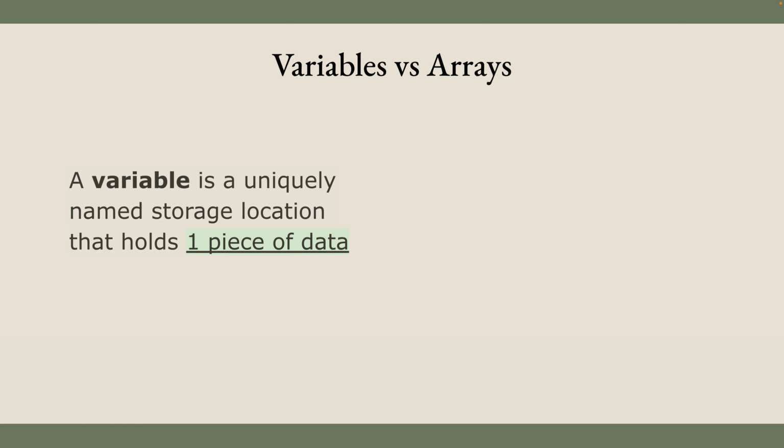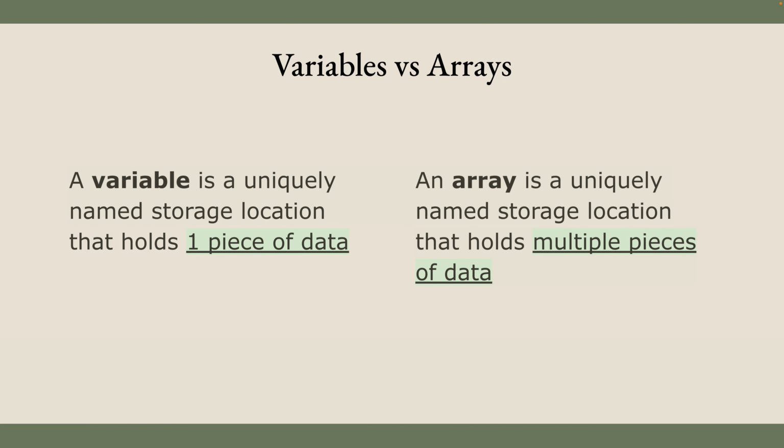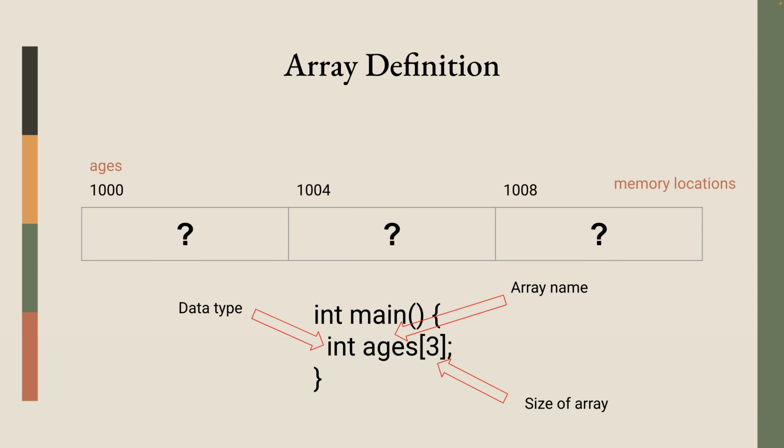What's the difference with arrays? Essentially the same definition. It's still just referencing data. It's not the actual data. But the key part is that it can hold multiple pieces of data. Okay. So array definition, I know we've seen this slide a bunch.